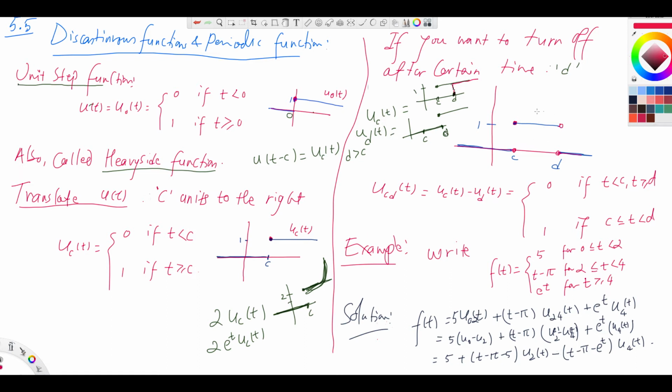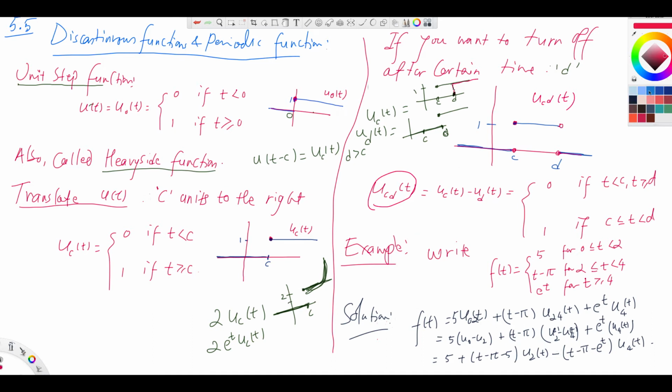So this is the graph for ucdt. ucdt is basically uct minus udt, which is 0 for all the values except between c and d, left of c and right of d, and then 1 if the value of t is between c and d. So basically you turn on at c and turn off at d. This is the unit step function that turns on at c and turns off at d.